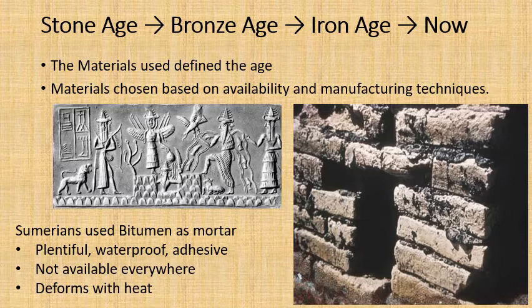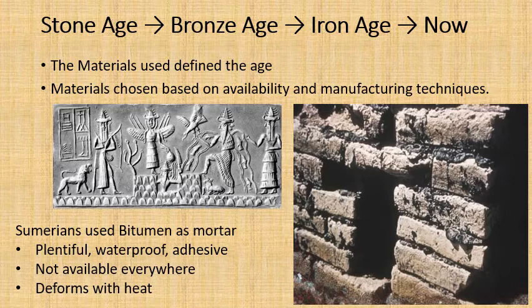Now, one of the big issues with bitumen is that it's not available everywhere. That's why the Middle East gets a lot of money for oil. If every country could produce its own oil, there would be no reason to trade with the Middle East in many ways. So they couldn't use this material in other places.